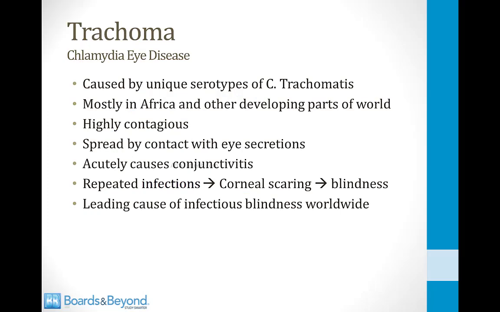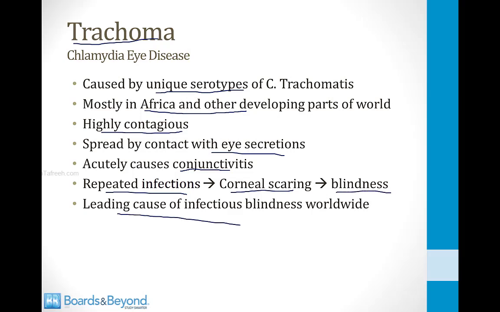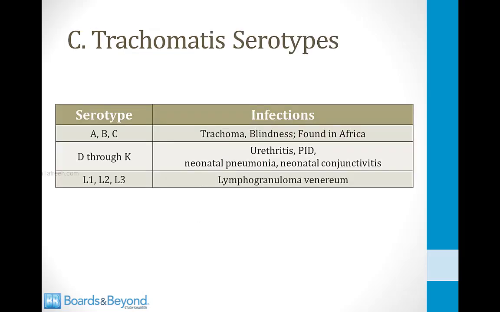Now, I told you before that chlamydia can cause conjunctivitis in newborn babies, but it can also cause another eye condition called trachoma. This is caused by unique serotypes of chlamydia, so different serotypes from the ones that cause urethritis and lymphogranuloma. This occurs mostly in Africa and developing parts of the world, and these chlamydia serotypes are highly contagious. They're spread by contact with eye secretions. Acutely, they cause conjunctivitis, but if you get repeatedly infected, you can get scarring of your cornea and go blind, and it's a leading cause of blindness worldwide. I've listed on this slide the serotypes of chlamydia and the infections they cause.